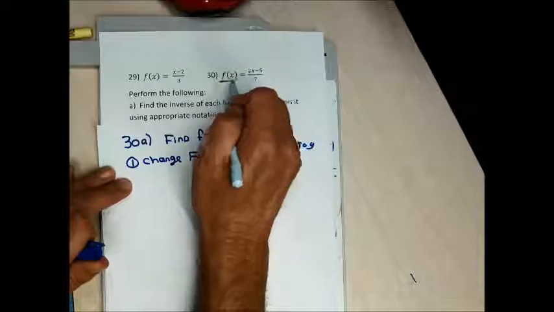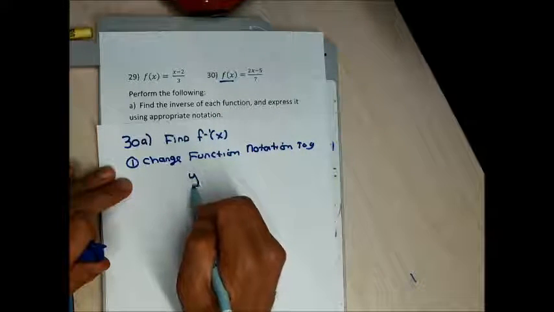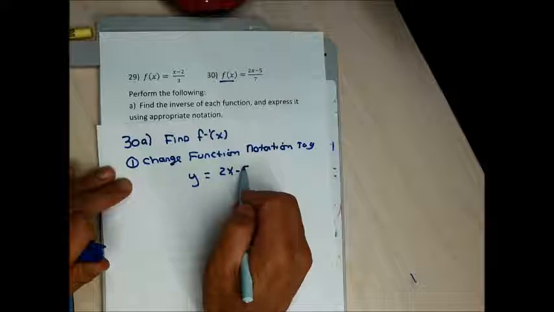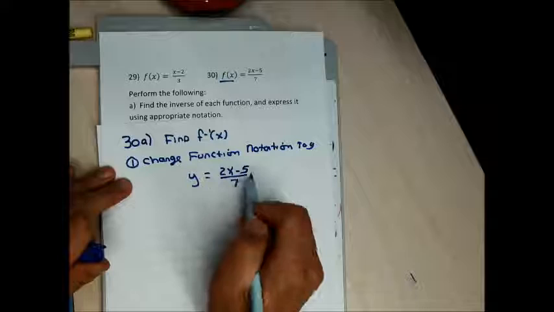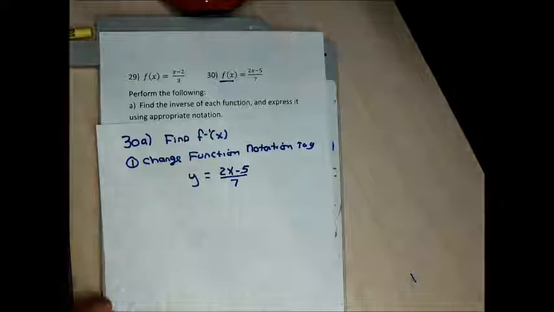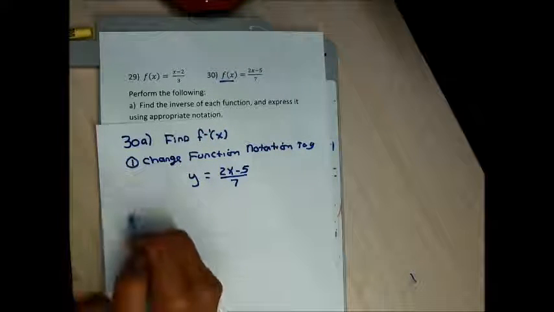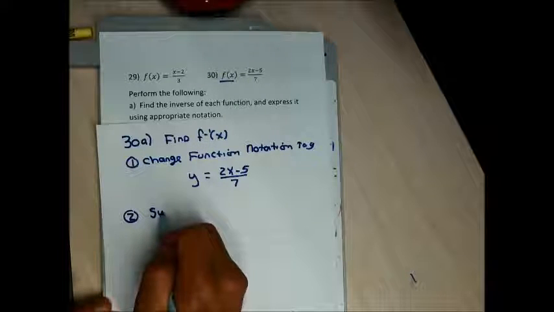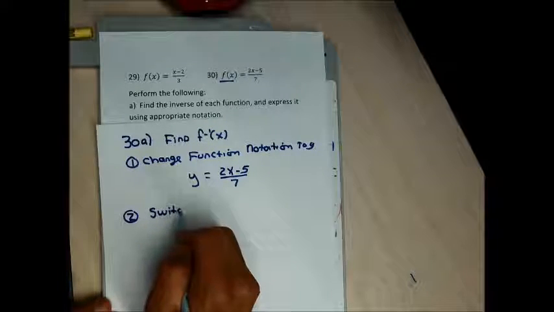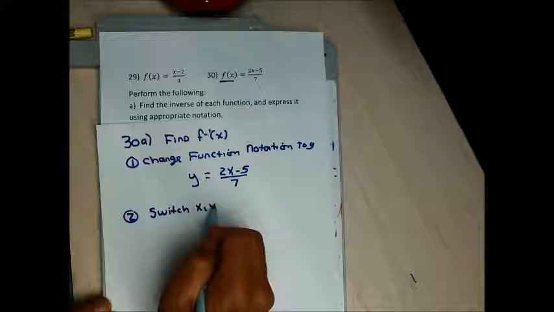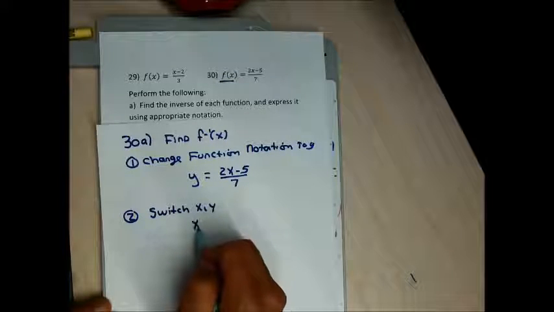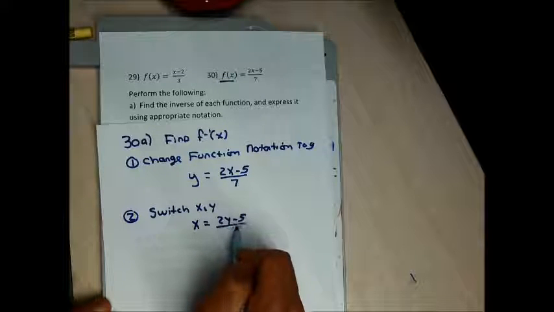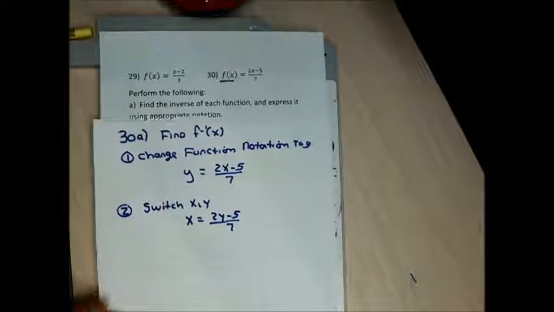So that function notation in problem 30, I'm going to change to the letter y. So I'm going to get y equals 2x minus 5 over 7. Now I'm actually going to create the inverse. I'm going to switch the x and the y. That's going to give me x equals 2y minus 5 over 7. Now to the algebra stage.